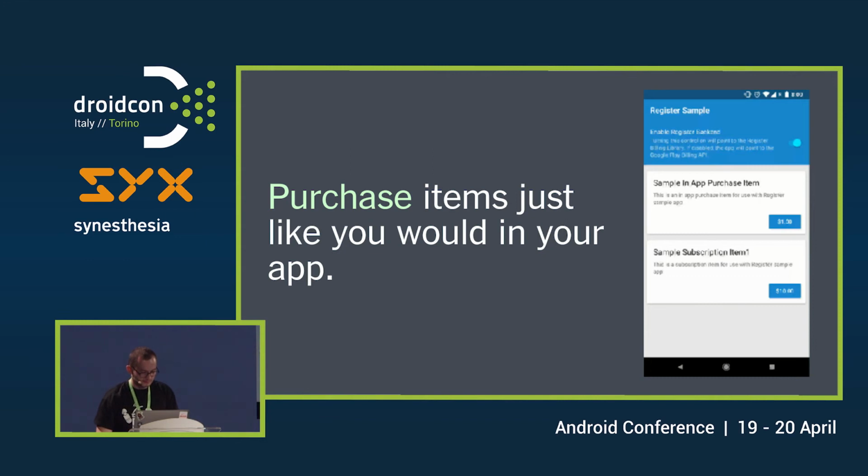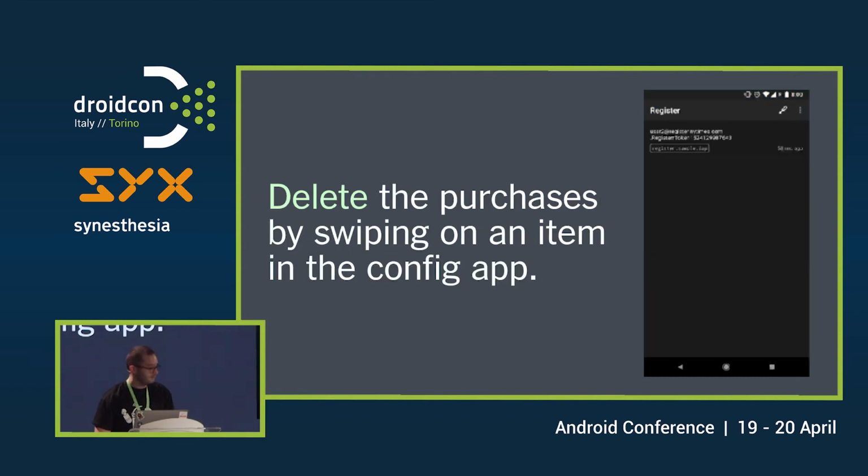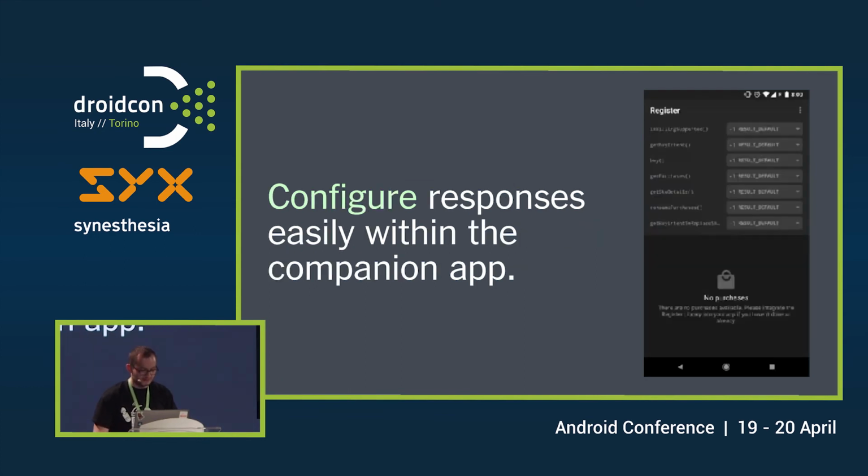So you can swipe up. This is a super short GIF, and I swear I just cut it off. But you can swipe on whatever the receipt is, you delete it, and then it shows you an empty state. But I forgot to change that GIF, so I apologize. And then lastly, configuring responses. In this example, I changed the response code for buy, and it spit out an error within the sample app.